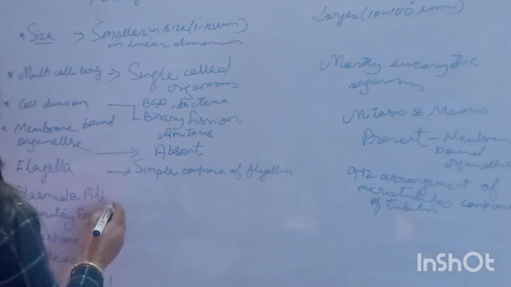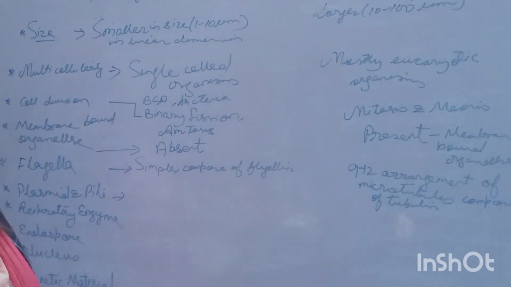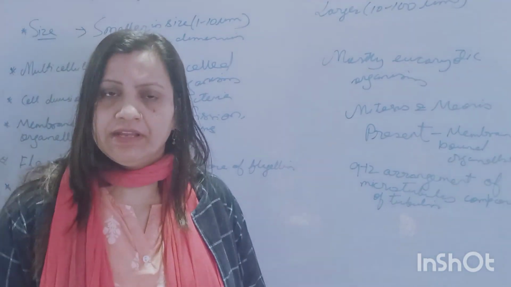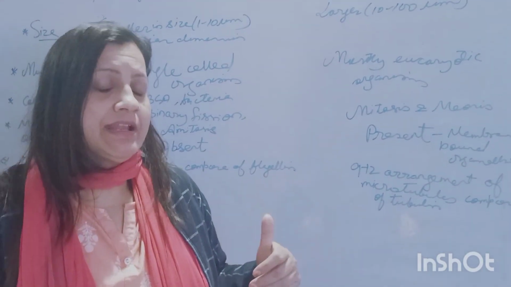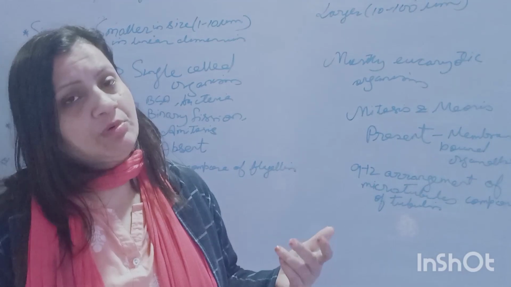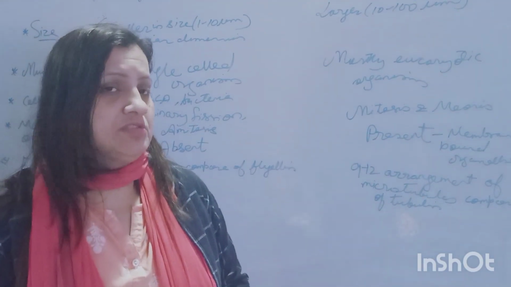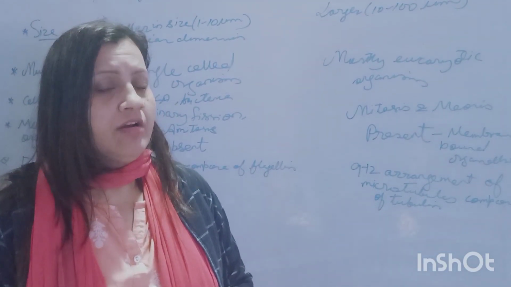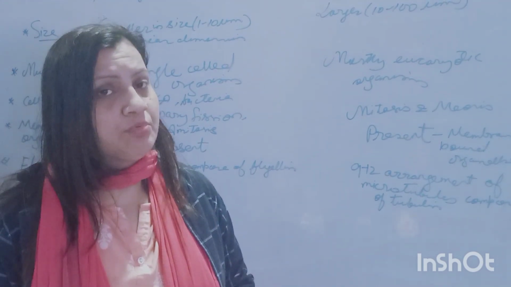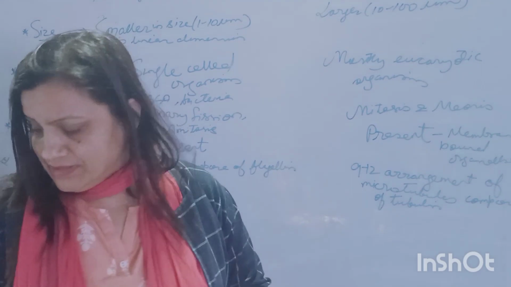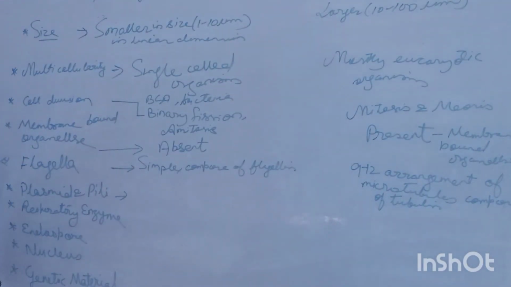Now come to the plasmid and pili. What is plasmid? Plasmid is extra chromosomal DNA, and it is also self-replicating, just like DNA. DNA replicates in the same way plasmid also replicates. So it is called an extra chromosomal DNA part. It is present in prokaryotic, and plasmid is absent in case of eukaryotic cell.